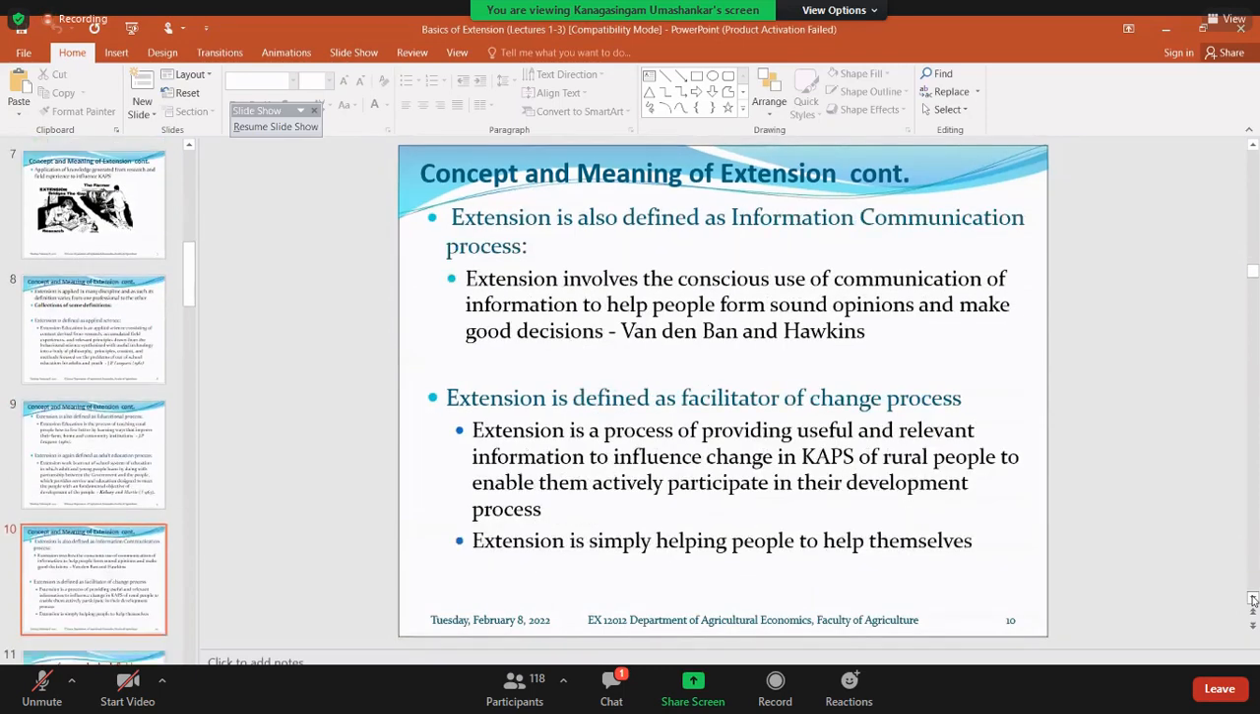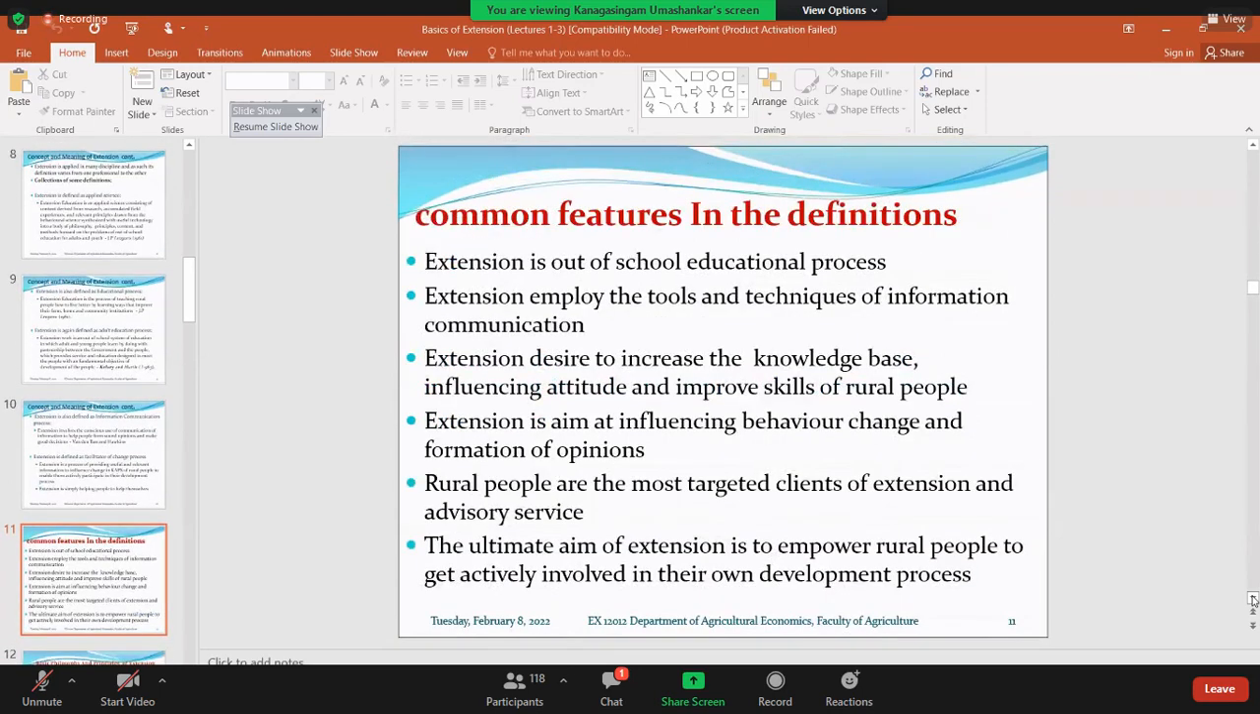Extension is also defined as an information and communication process. These are extracts from different books. Extension is a process of providing useful and relevant information to influence change in the knowledge, attitudes and practices of rural people. Okay, common features in the definitions.